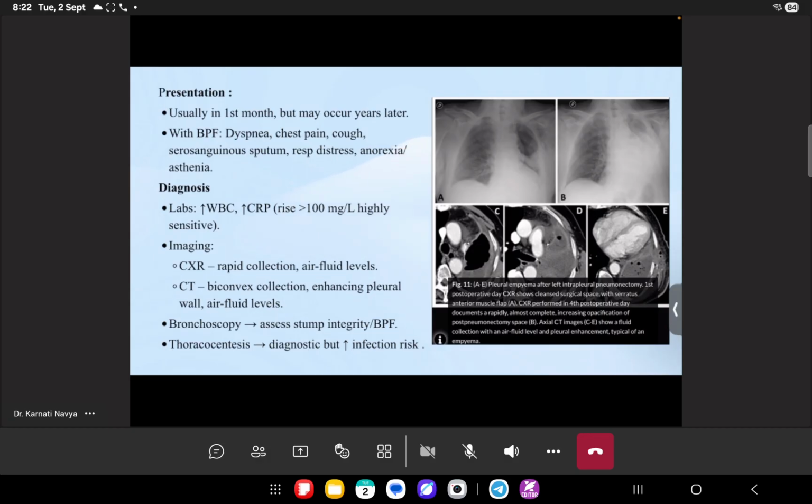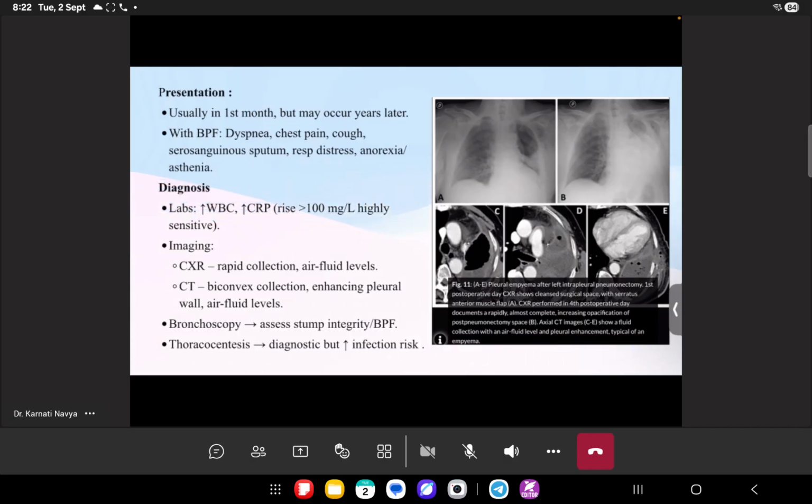biconvex collection, enhancing pleural wall, air fluid levels. Bronchoscopy is used to assess the stump integrity and or the bronchopleural fistula. Thoracocentesis is usually diagnostic, but has higher risk of infection.